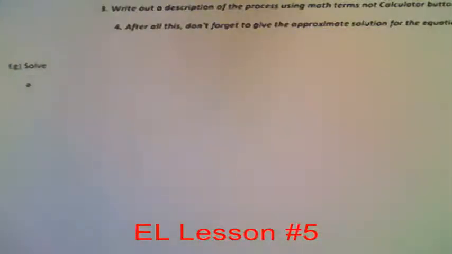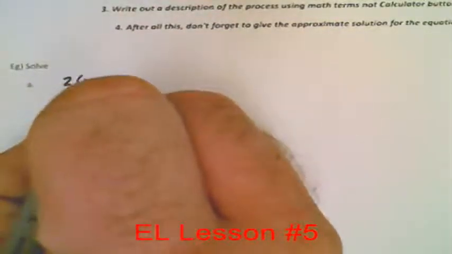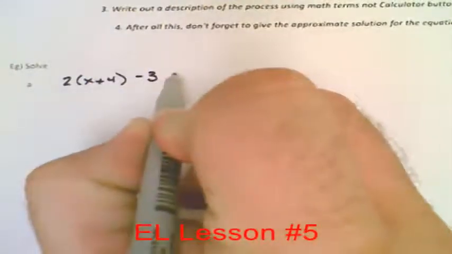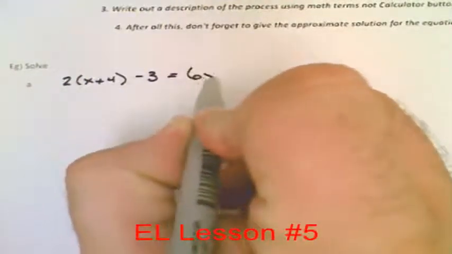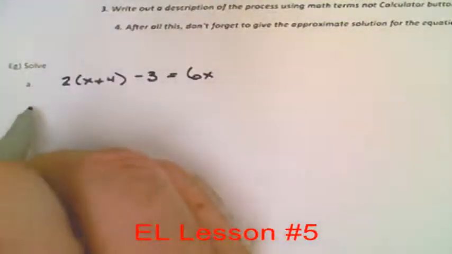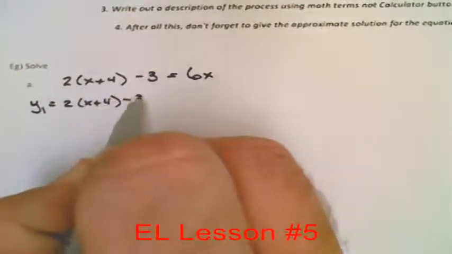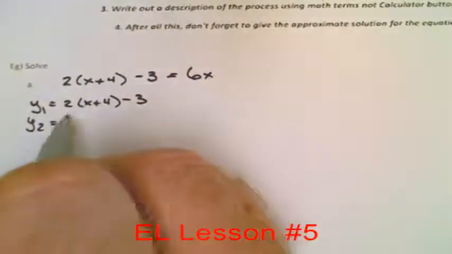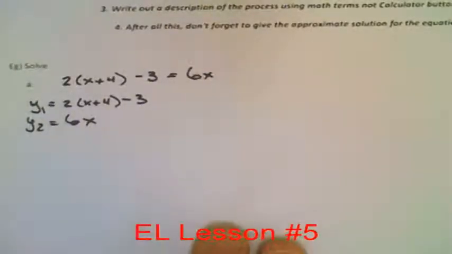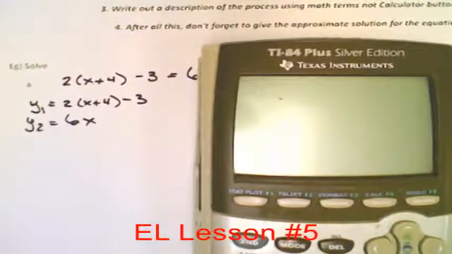If I start with just a basic equation, for example, something that maybe I did in junior high, I could solve something like this. Solve 2(x + 4) - 3 = 6x. You did lots of these sorts of things in junior high. But what I'm going to do is sketch y1 = 2(x + 4) - 3, and y2 = 6x. I'm just going to type that in, basically left side, right side. And once again, it really doesn't matter which is which.